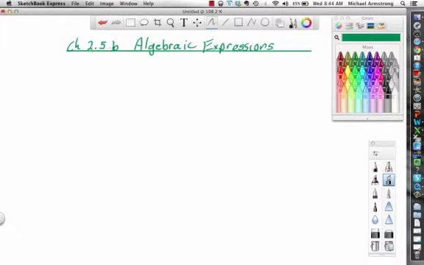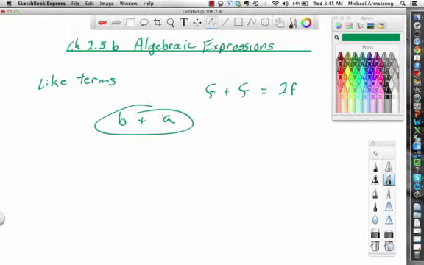Okay, chapter 2.5b, Algebraic Expressions, and we just need to learn a couple of little things. We have to talk about like terms. For instance, we have a b, say it's like a banana, and we have an a, we can't add b plus a. If we had f for fruit, we could add fruit plus fruit, and that would become 2f or 2 fruit. But if you add b plus a, you just have b plus a. That's just what you get. You can't really combine those, but these you can combine.